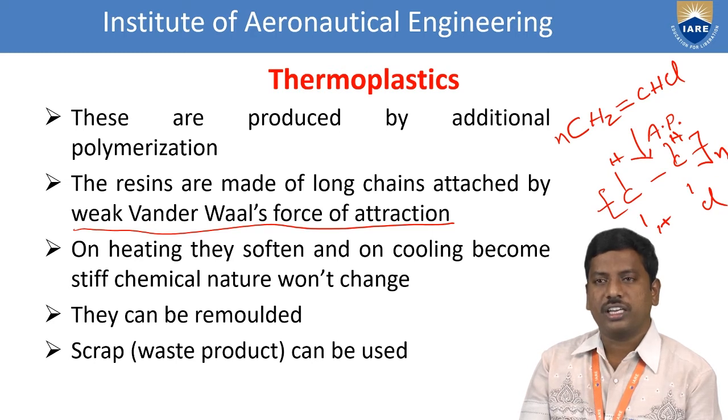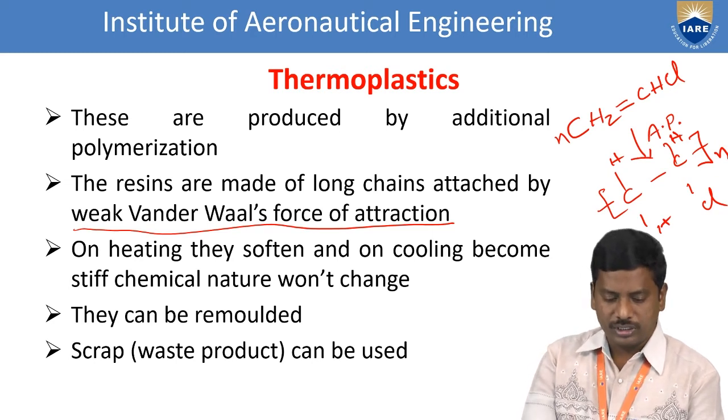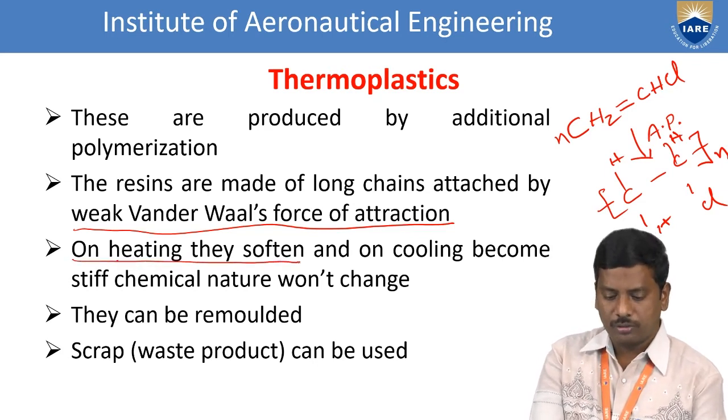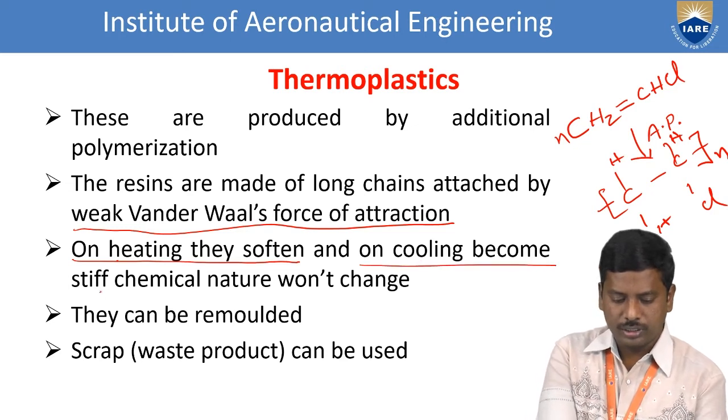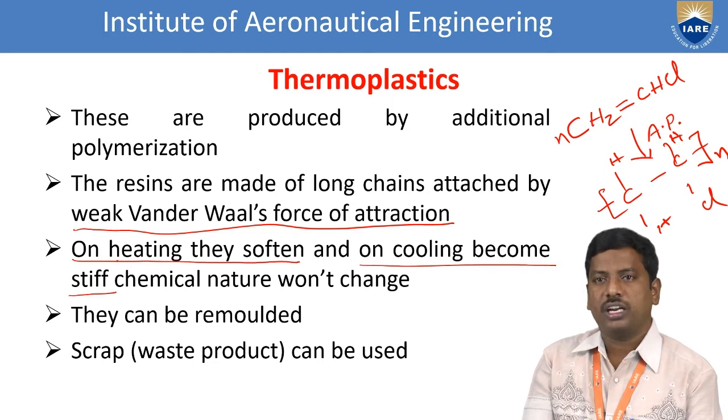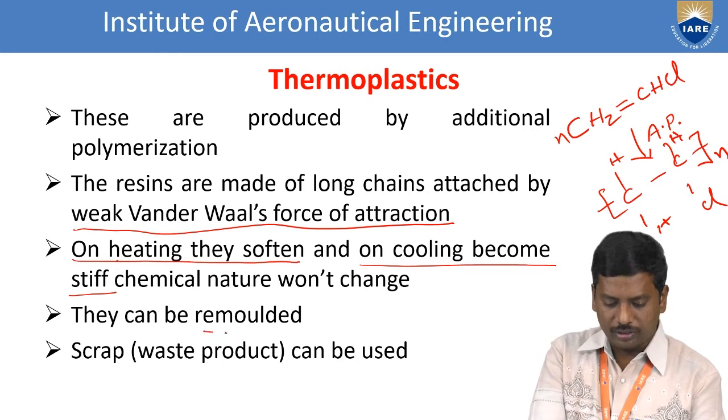So on heating they are soft and on cooling they become stiff. That means from the definition we can understand that on heating they become softened, but on cooling they become stiff. There is no chemical change and they can be remolded. That means once they are shaped into a desired shape, if you want to modify or change the shape, it is possible in the case of thermoplastics. Such a nature is nothing but remolding.